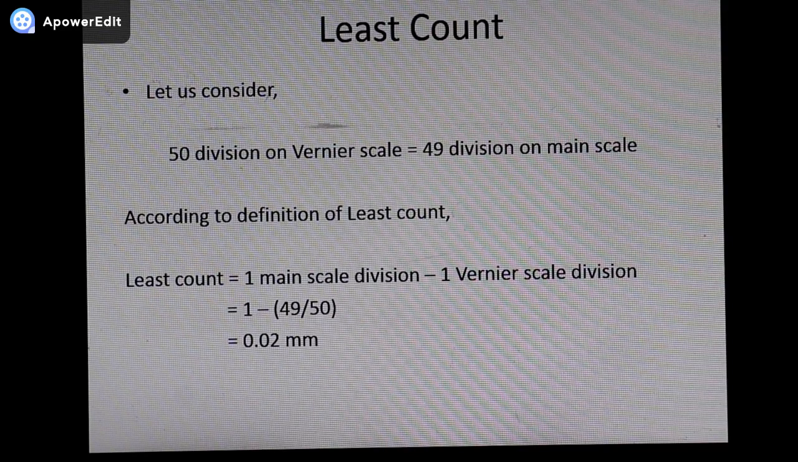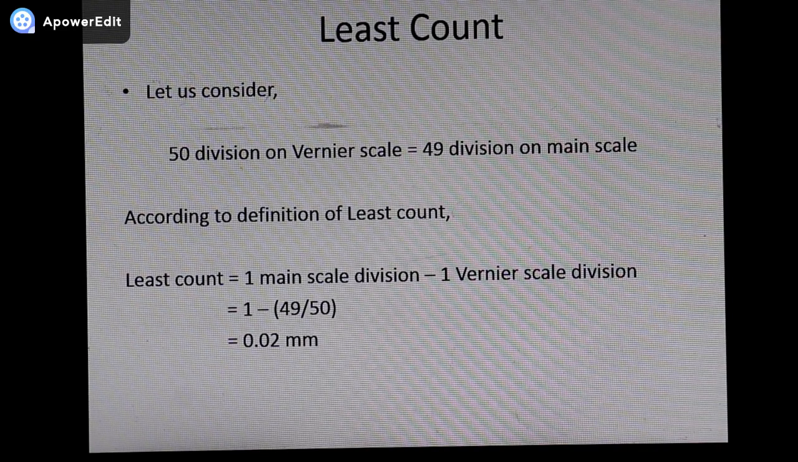Suppose we consider a general vernier caliper which has 50 divisions on the vernier scale. When there are 50 divisions on the vernier scale, there will be 49 divisions on the main scale. So according to the definition, least count is equal to 1 main scale division minus 1 vernier scale division, which gives 1 minus 49 divided by 50, that is equal to 0.02 mm. So this 0.02 mm is the least count of the said vernier caliper.